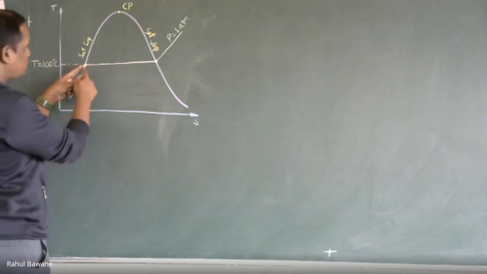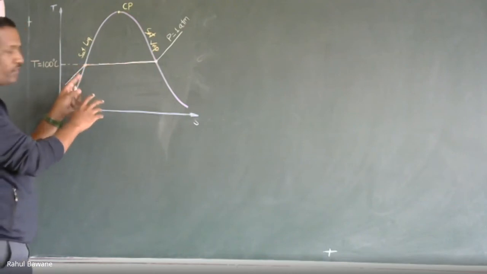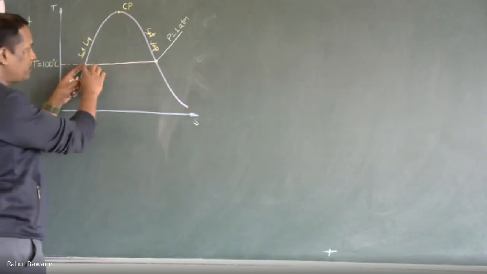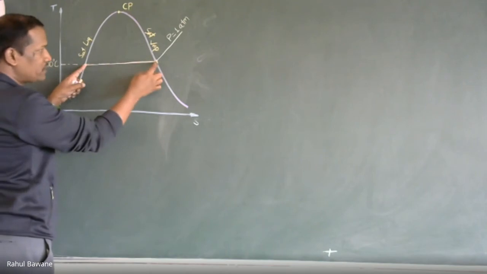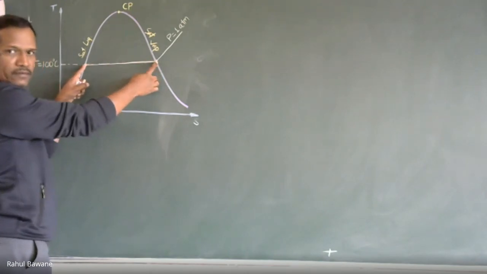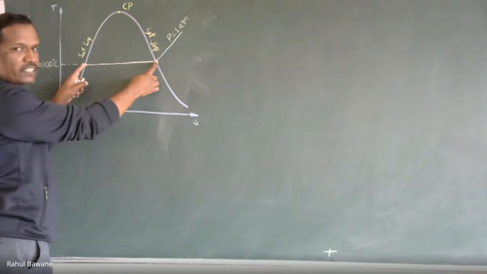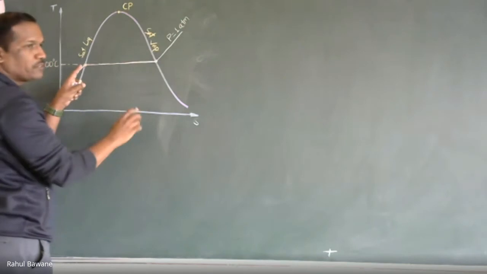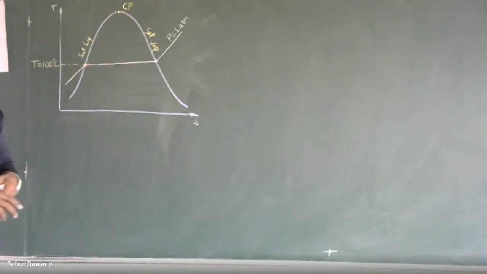So we have to supply heat for conversion of complete liquid, complete water, into steam from this point to this. So this much amount of heat is required to convert water into steam at 1 atmospheric pressure, and the temperature that belongs to that is 100 degrees centigrade.